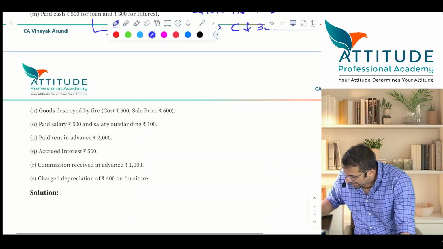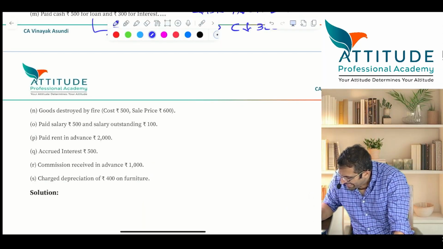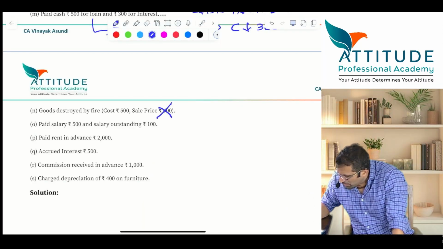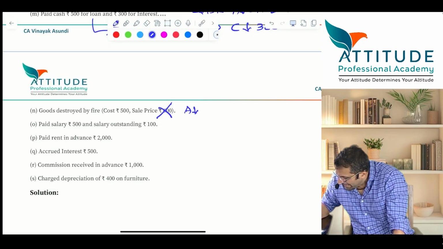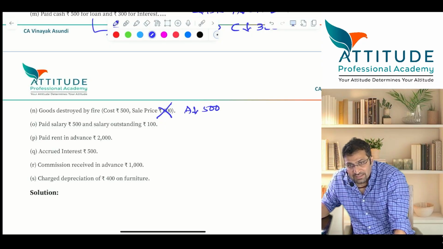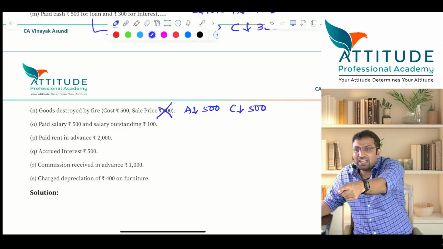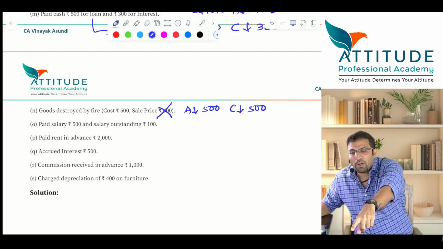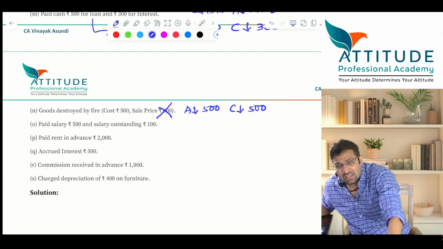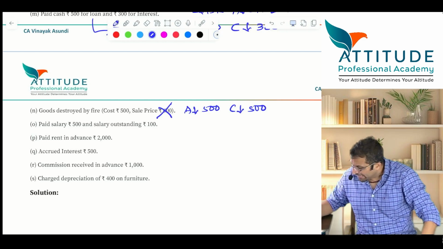Next, goods destroyed by fire. Don't take the selling price, take the cost price. Tell me. Asset reduces by 500, stock reduces. And capital also. Why does capital reduce? Because it's a loss. Loss will go to reduce the profit. Profits are less, capital is also less. I am repeating it again and again.